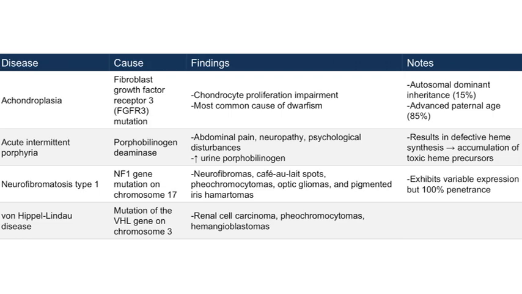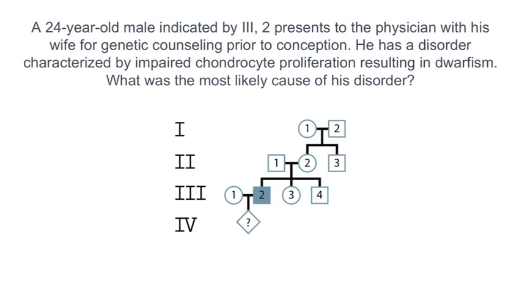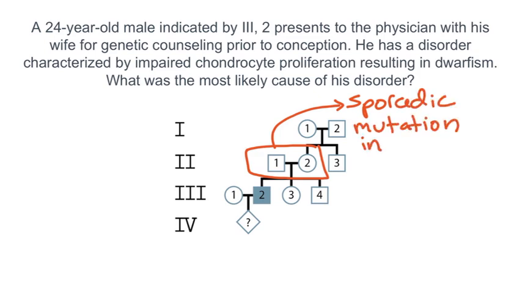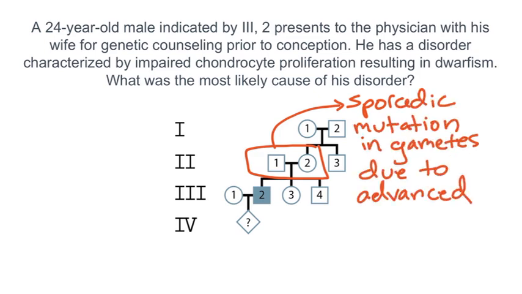Recall from our table that this is most commonly caused by sporadic mutations due to advanced paternal age. From the pedigree, we can see that this man's parents did not have the disease. In other words, the father did not have the disease, so the patient must have inherited the condition as a result of a sporadic mutation that occurred in the gametes of his father due to advanced paternal age.